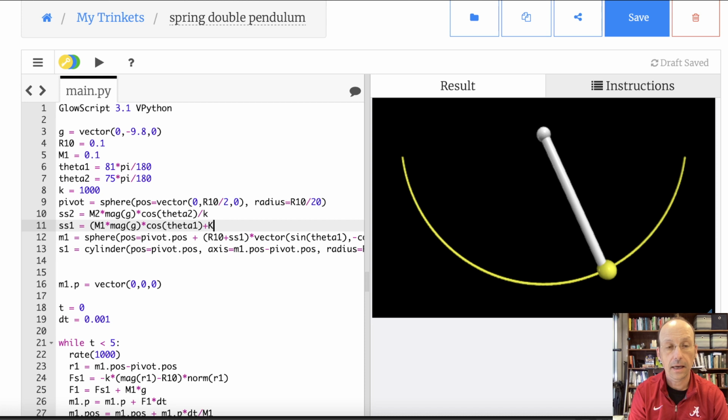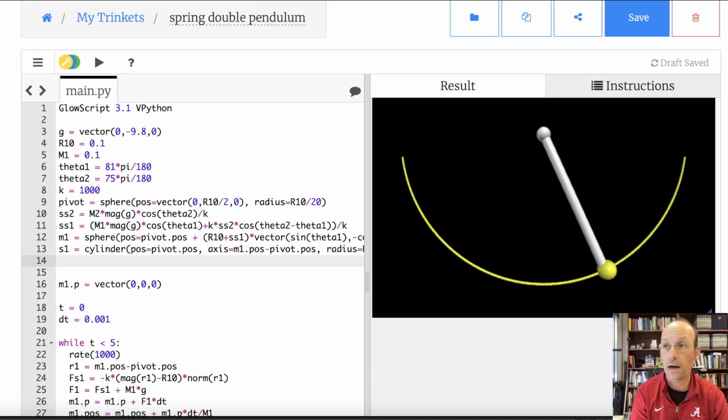Plus K times SS2, which I just calculated, times cosine of theta 2 minus theta 1, close parentheses, divided by k. Okay, let's just see if that works. So there's my S1, it's all set. I just need to make S2.